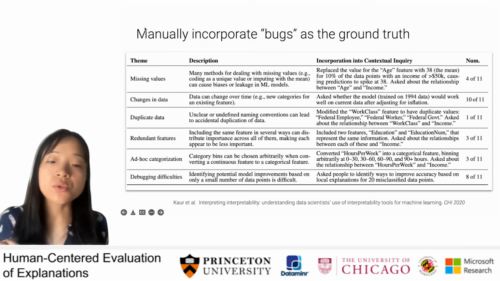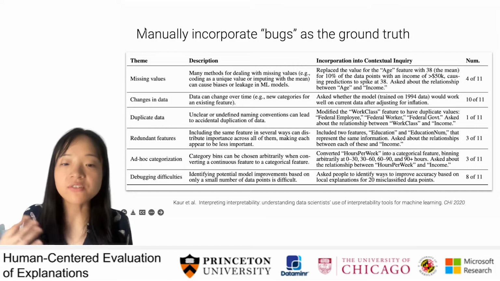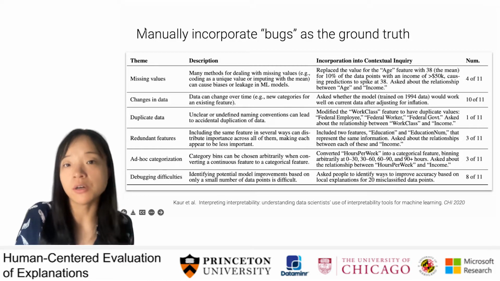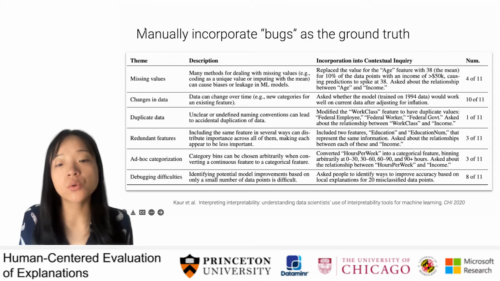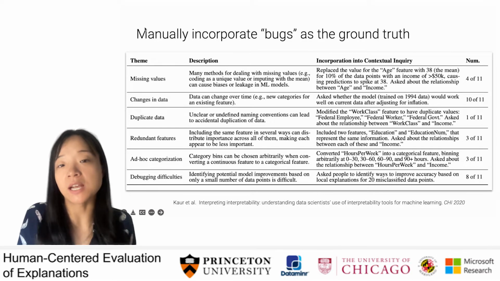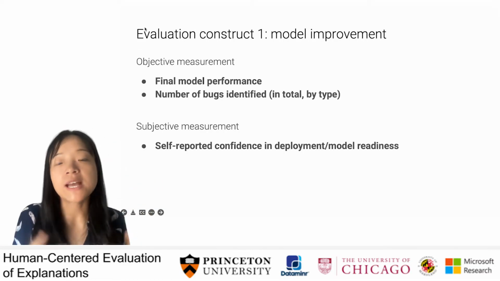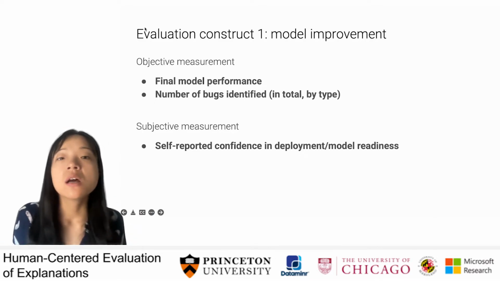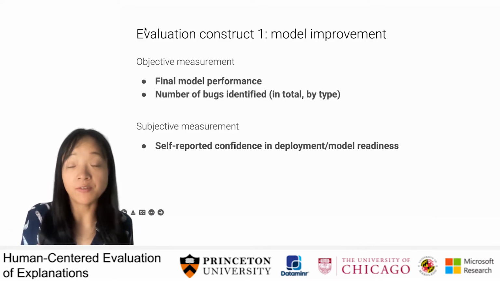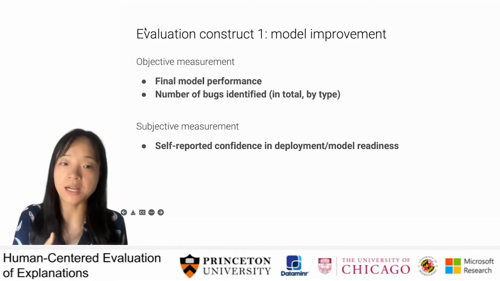A trick you can use when designing the study is to manually incorporate different types of bugs in the initial model as the ground truth. This will also give you more control to comprehensively examine the effectiveness of explanation in helping identify and improving different types of bugs. Similarly, as for the decision support use case, for subjective measurement of debugging outcome, you can ask participants to self-report their confidence in the model readiness after the debugging task.